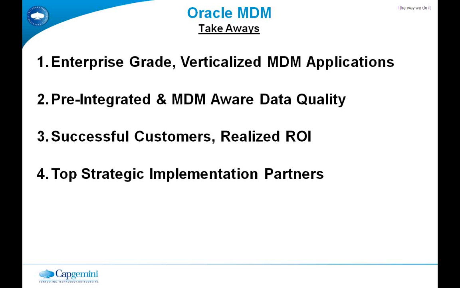For us to be successful, we need successful customers that realize ROI. You saw that slide earlier; we have tens if not hundreds of clients that are very successful, willing to tell their story, and realize the return on investment that they set out for. And then finally, top strategic implementation partners. And I'm going to underline the word strategic. The reason why I'm doing this with Capgemini today is because they're a key implementation partner who understands the strategy of the delivery of MDM. So with that, Scott, let me pass it back to you for a case study.